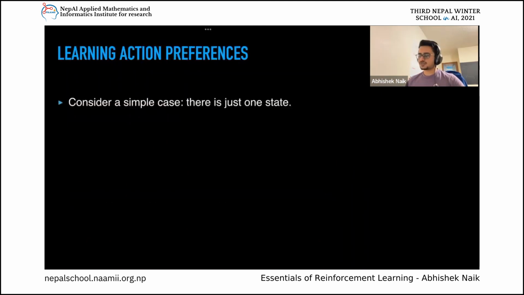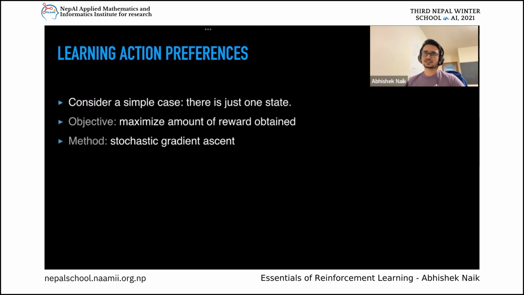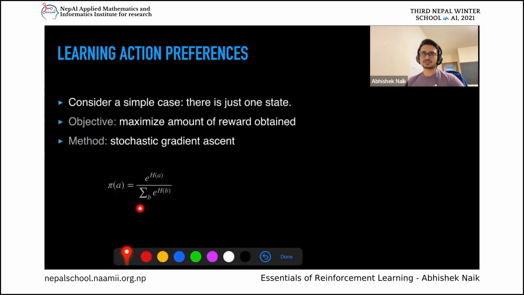And so how do you learn these action preferences? Let's just consider the very simple case where there is just one state, and your objective is to maximize the amount of reward that is obtained. That is the goal of RL. And we'll do something like stochastic gradient descent. Recall that under the softmax policy parameterization, the probability of taking action A is given by this softmax: e to the preference for that action over the sum of the exponents of all actions. And for all of these actions, this will sum up to 1.